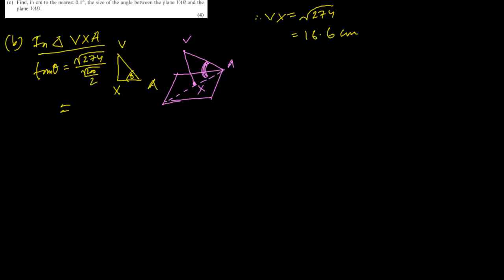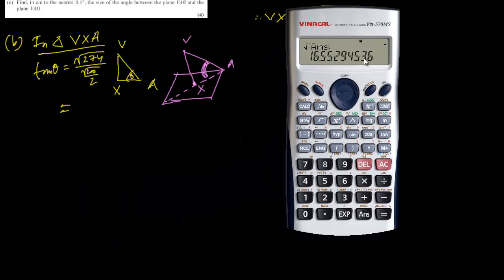So let's use the calculator. Square root of 274, divided by, let me use a bracket here, square root of 200 divided by 2, and that turns out to be 2.34. So tan inverse of that. This is the radian mode I had used before, so let me convert this.